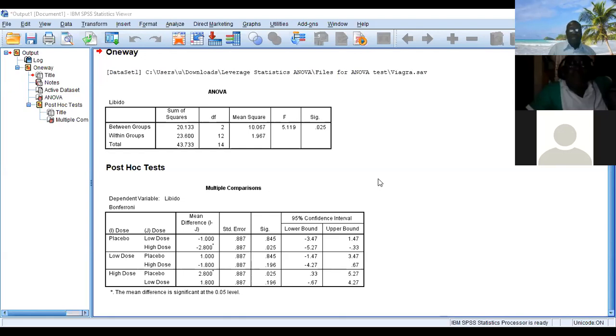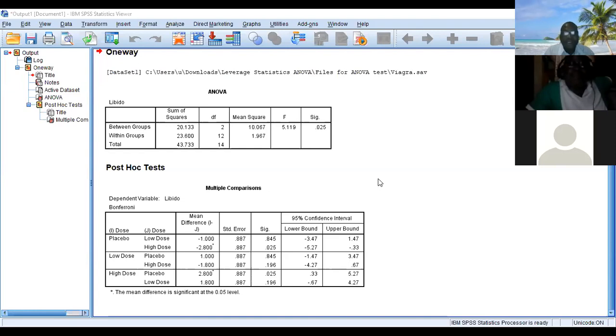If you look between high dose and low dose and placebo, you see the difference is not significant. Between low dose and high dose also, though it's closer, and the difference is more, it's still not significant. It's more than between placebo and low dose. But it's only between placebo and high dose.